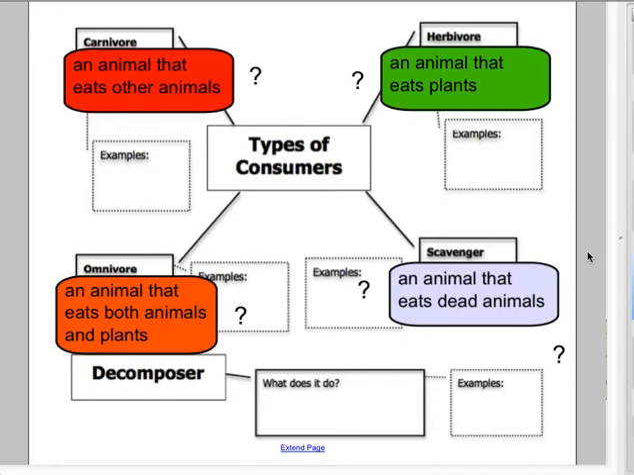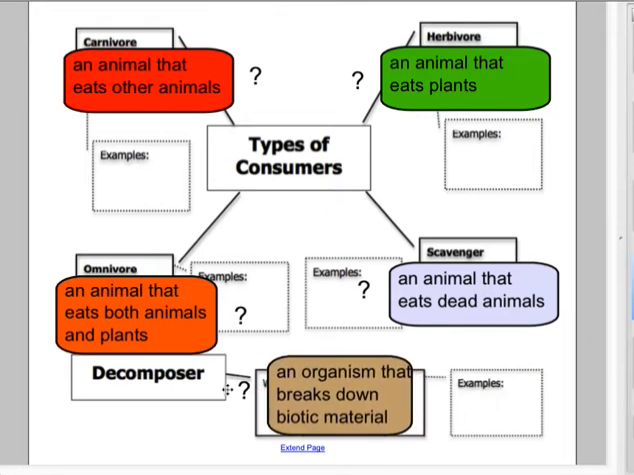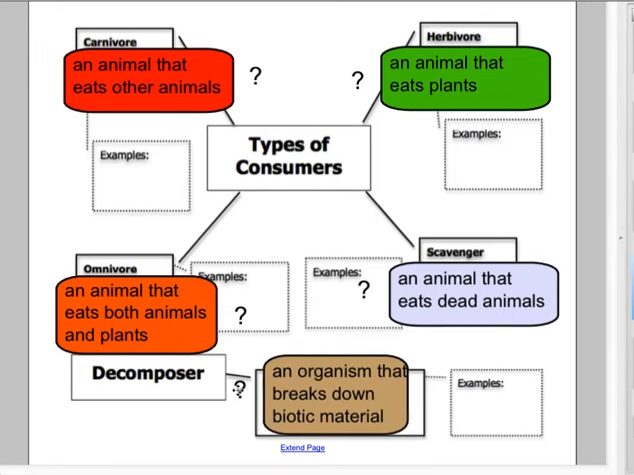Now, another type of organism that is not a producer and is kind of a special kind of consumer is a decomposer. A decomposer is an organism that breaks down biotic material. Now we're talking about mushrooms, fungi, we're talking about bacteria that break down other organisms. Do the same thing you did up here for decomposers. Maybe you've got an idea of some examples of decomposers. Maybe you need to go do a Google search and find some examples of decomposers, but pause the video and do that now.